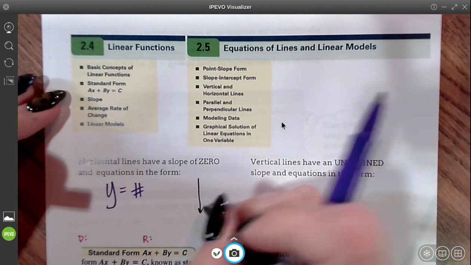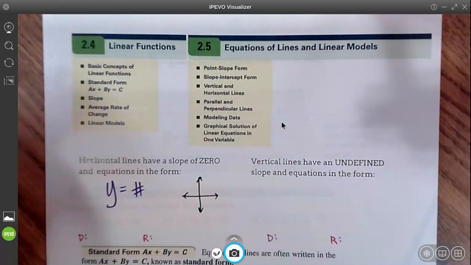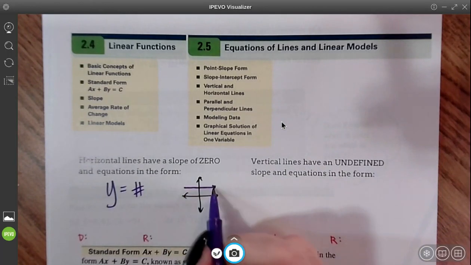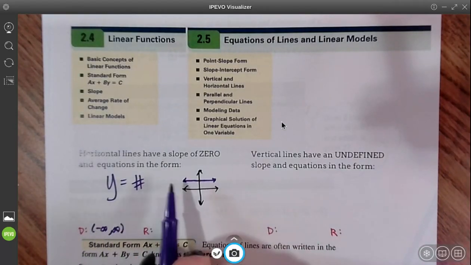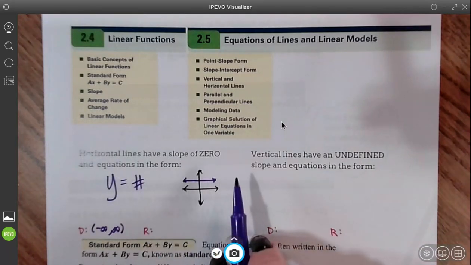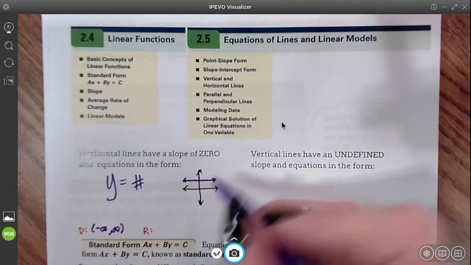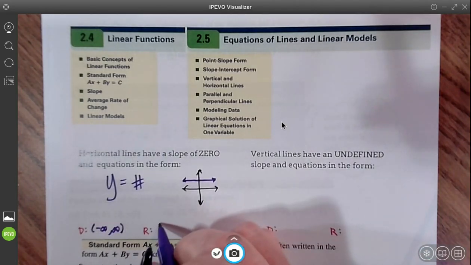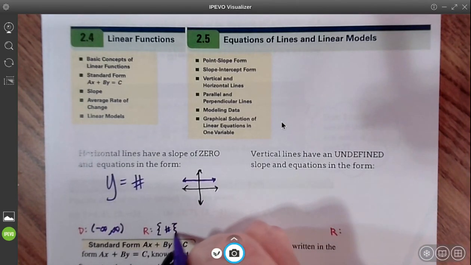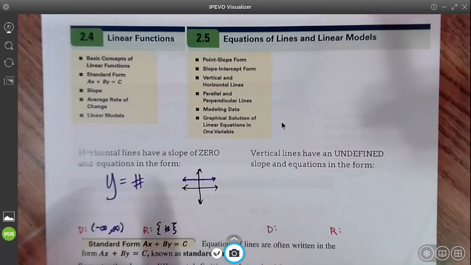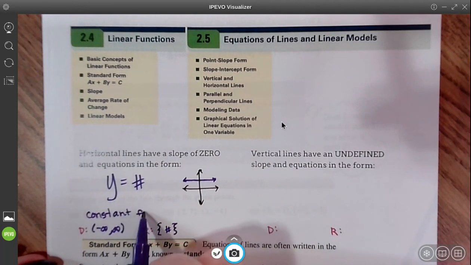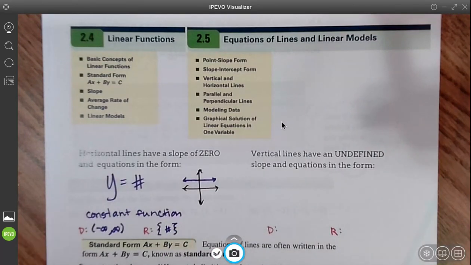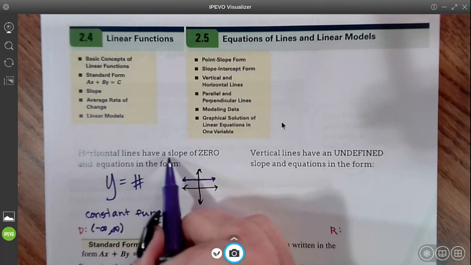For a horizontal line, if this is our coordinate plane, a horizontal line is going to be horizontal, and the domain will be all real numbers, negative infinity to infinity, because we scan left to right, it goes through all of the x values. But the range for a horizontal function is just going to be whatever that number is. So it is a single value. A horizontal line is a function, and in fact it's a constant function because the slope is 0.